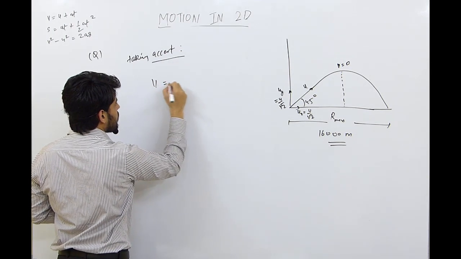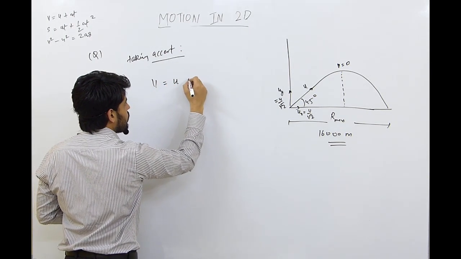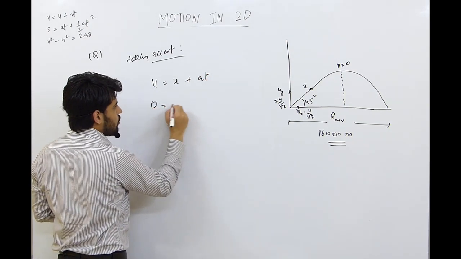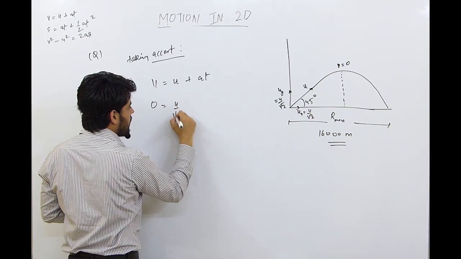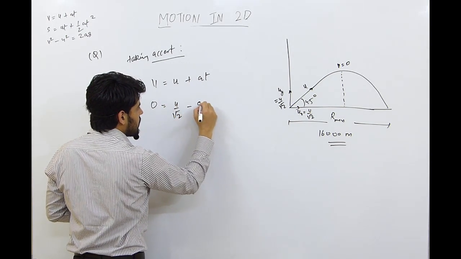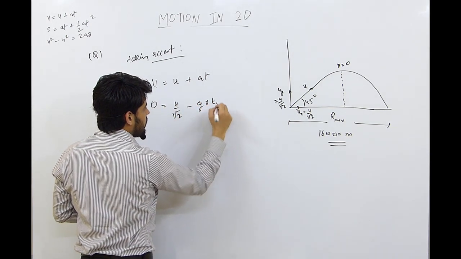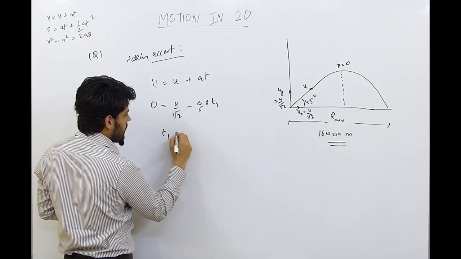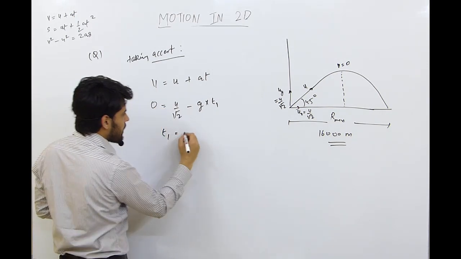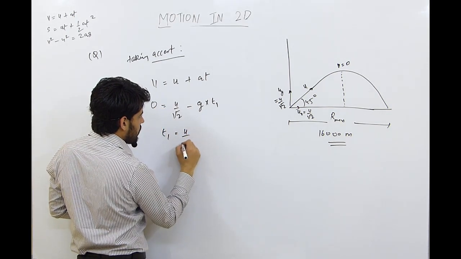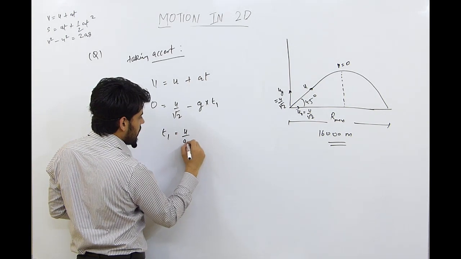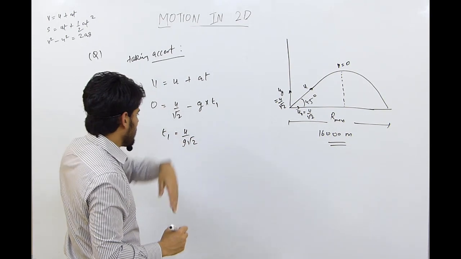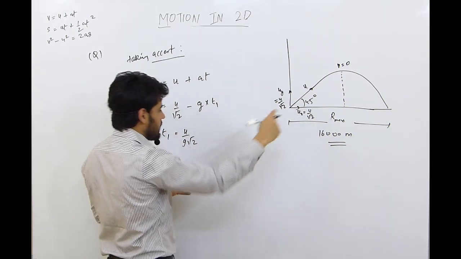So v is equal to u plus at. Fine. Final velocity v is 0. So 0 is u by root 2 minus g into t1. So what is t1? t1 comes out to be, here it will go negative, the negative will be cancelled, so u by g root 2. This will be the time. What is the total time?